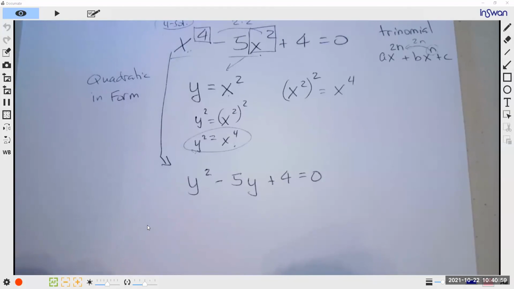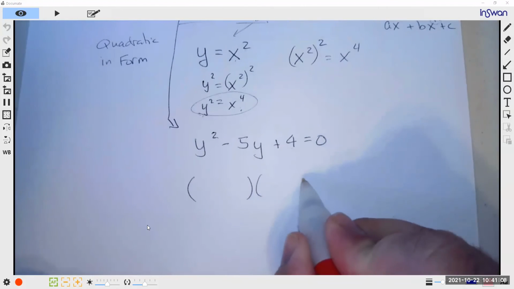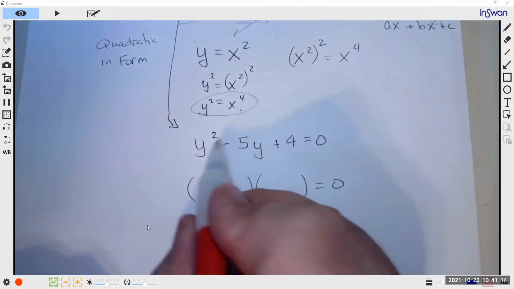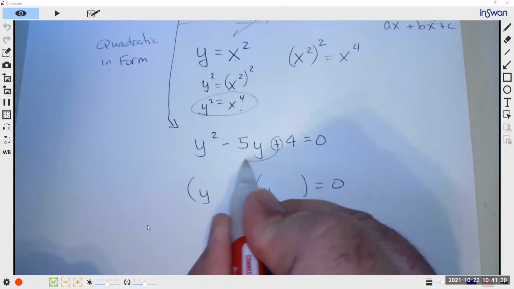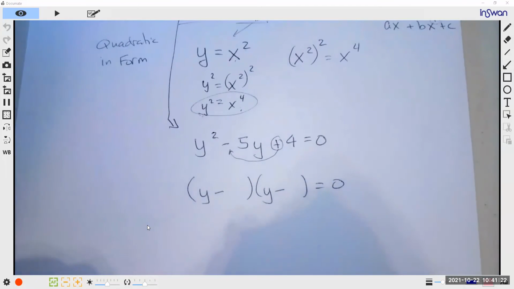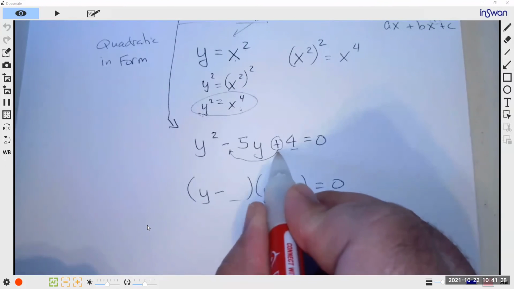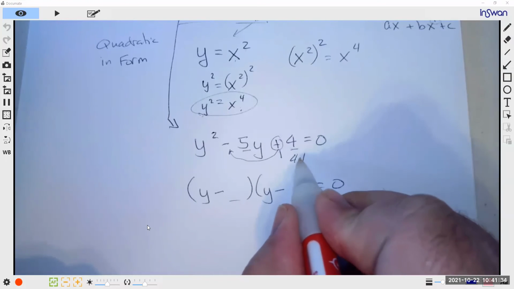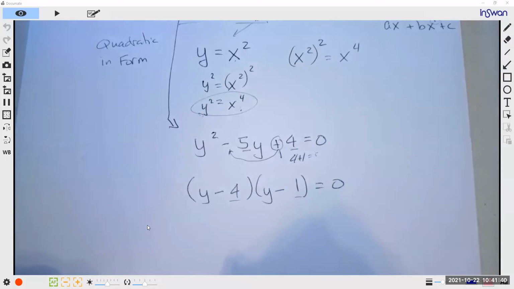Now this looks familiar. We can solve this one. If you factor, then you have y, y. The second sign's a plus, so the same signs. They're both minus. What times what is 4? When you add them, you get 5. 4 times 1 is 4. 4 plus 1 is 5. So it's 4 and 1.